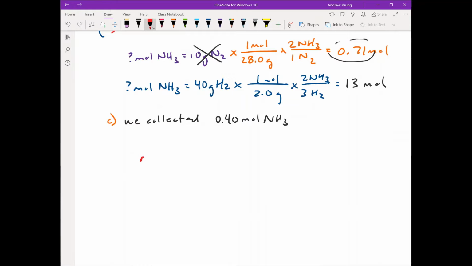So percent yield, we're going to take the actual yield. Well, I actually got 0.40. They had to give me this number. I can't predict that just from scratch.